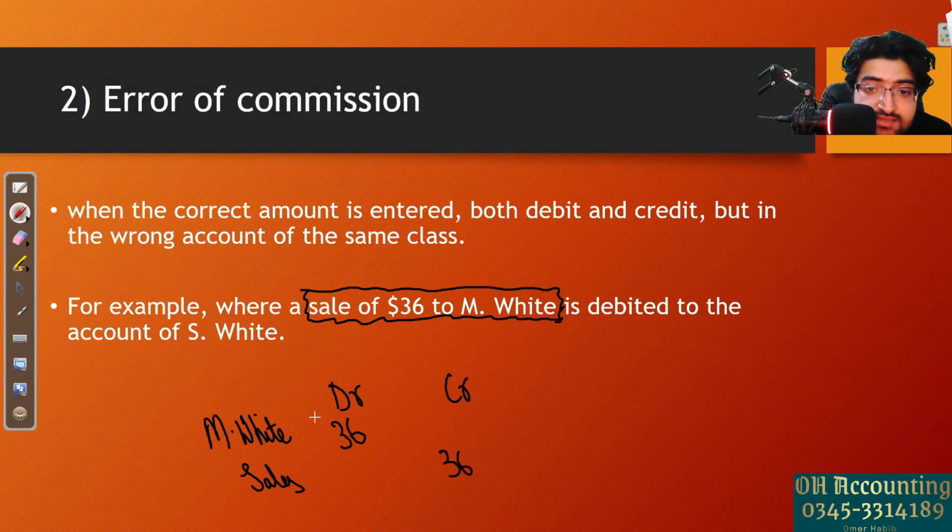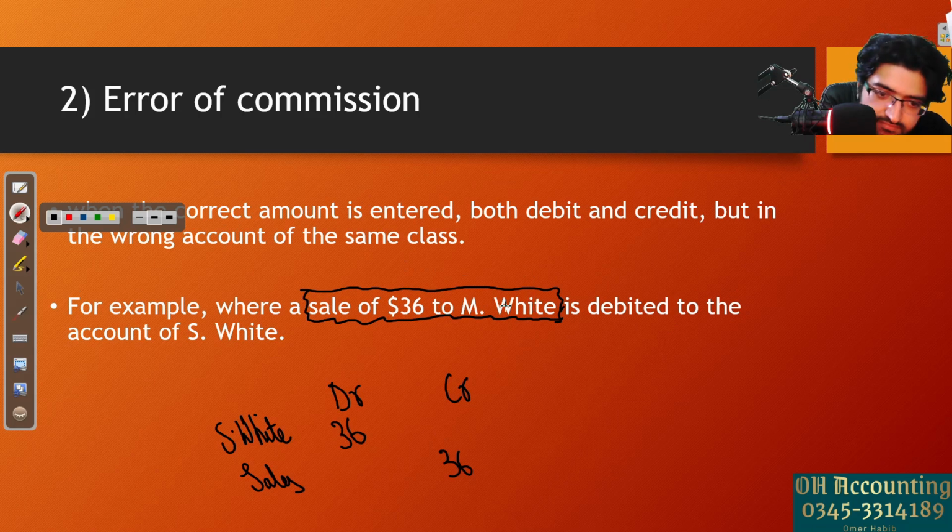Instead of recording this in M White's account, we have debited this to the account of S White. The name is similar, so you can make that error, right? In accounting, we do make errors, so it is possible. So what have we done? We have recorded it in the account of S White by mistake. We have debited S White and credited sales, even though the sales were made to M White. See, this is the error of commission.